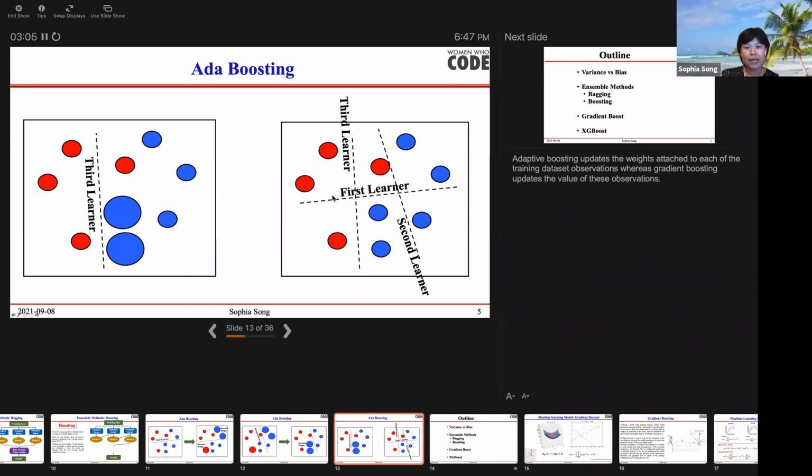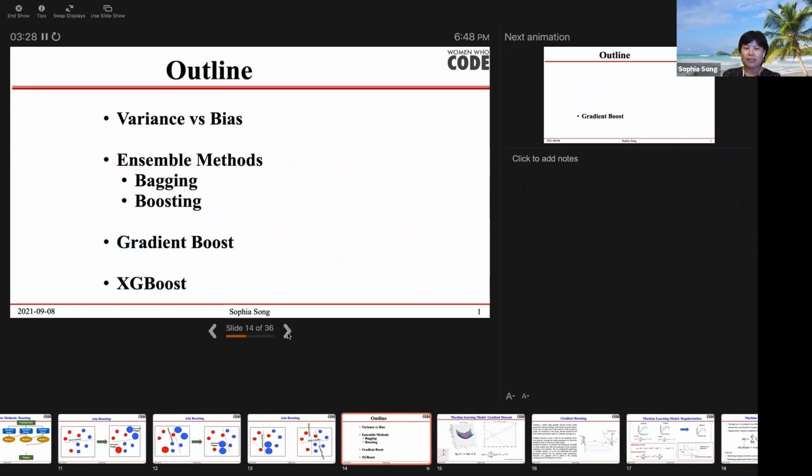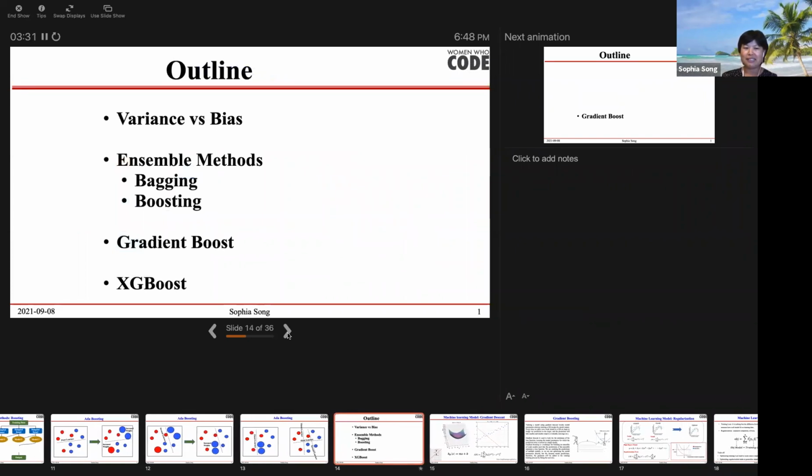So finally, I combine or add all these learners together to build up my final strong learner. The strong learner includes all these 3 learners. So the 3 learners together correctly label all the points. So that's the AdaBoost algorithm. That's the ensemble methods, bagging and boosting. Any questions? If no questions, I will continue to gradient boost.